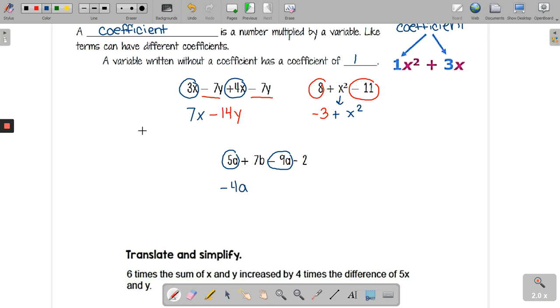And then we look to see, can we combine anything else? We have a 7b. We do not have anything for b's up here. So we just bring down the 7b, so plus 7b. And then we have a constant over here, negative 2. There's no other constant, so we still bring down the negative 2, so minus 2.